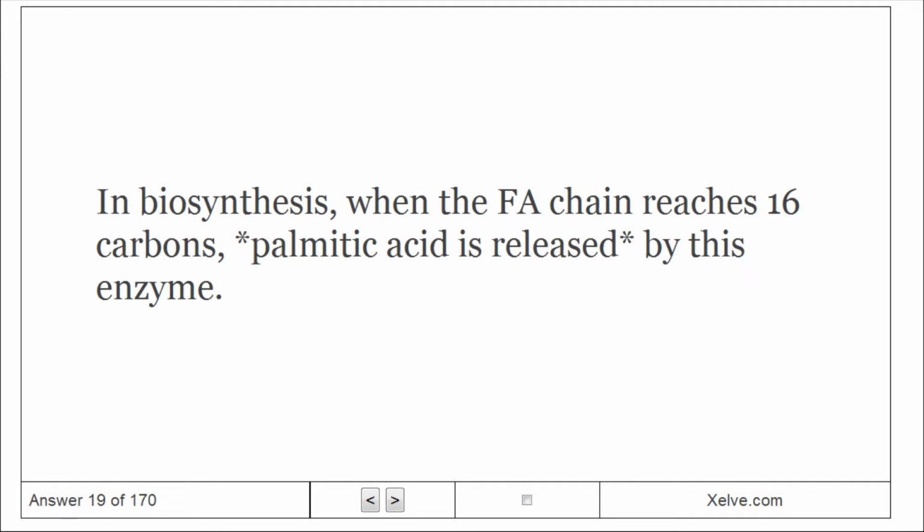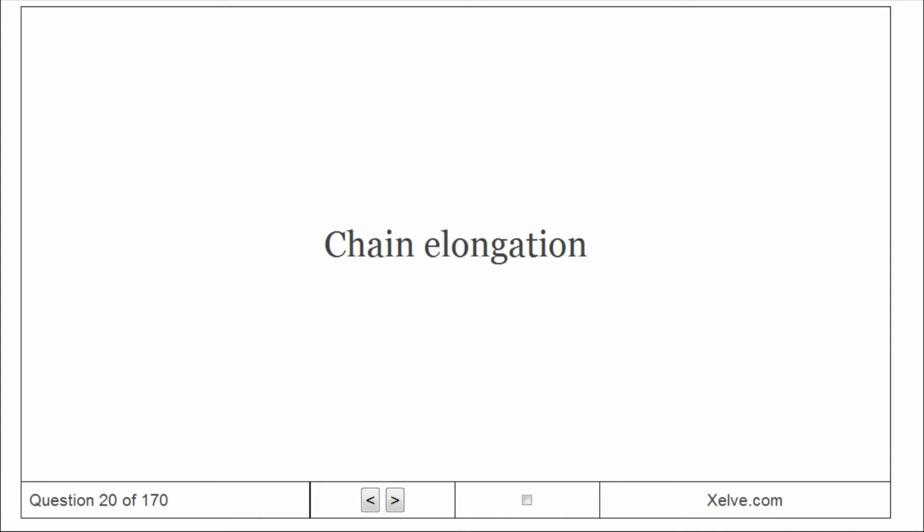Thioesterase. In biosynthesis, when the FA chain reaches 16 carbons, palmitic acid is released by this enzyme. Chain elongation.